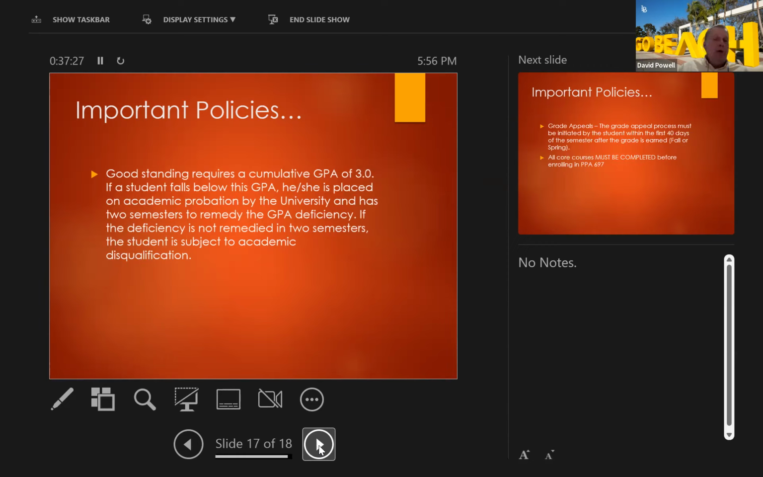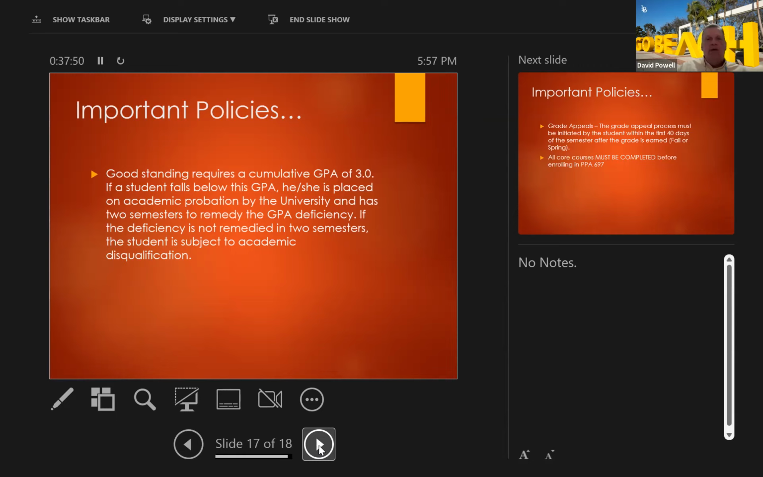If you fall below a cumulative GPA of 3.0, then you'll go on academic probation, and the university is changing the terminology. They have a new policy for it that they're implementing this year to enhance student retention. But in essence, it would be an academic probation. You then have 2 semesters in order to bring your GPA up to 3.0. If you do not, then you would be subject to academic disqualification.